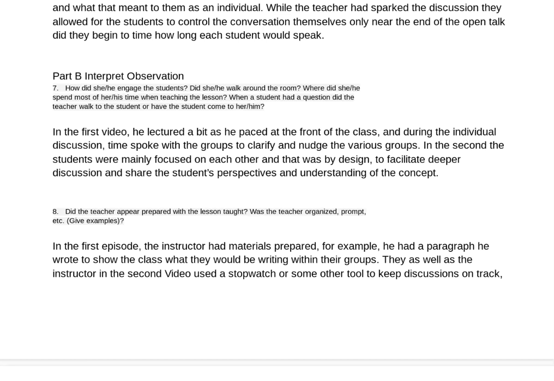In the first video, he lectured a bit as he paced in front of the class, and during the individual discussion time spoke with groups to clarify and nudge the various groups, but otherwise let the students defer among themselves. While in the second video, students mainly focused on each other, and that was by design to facilitate deeper discussion and share the students' perspective and understanding of the concept. Even more so, how it related to them and how it related to their views of how the concept operated in society and in the larger world.